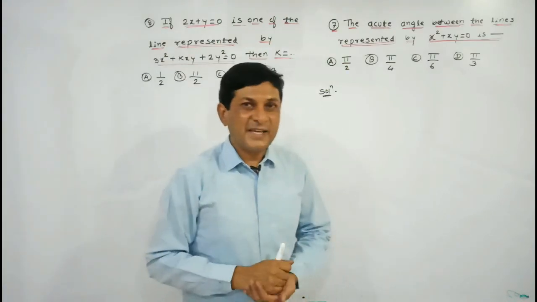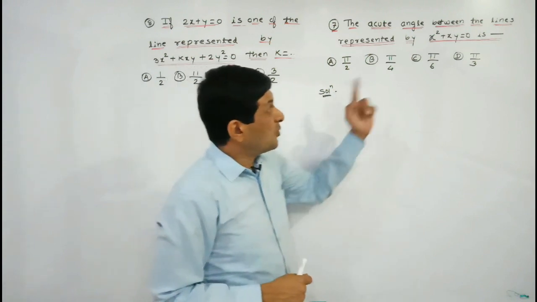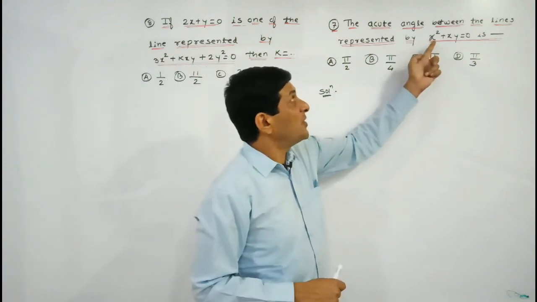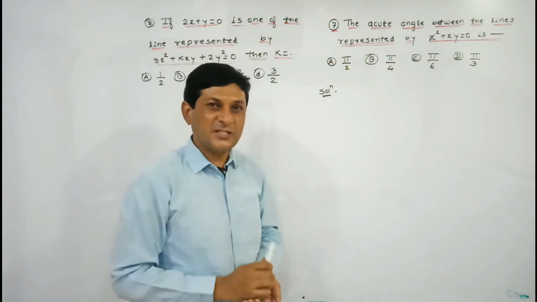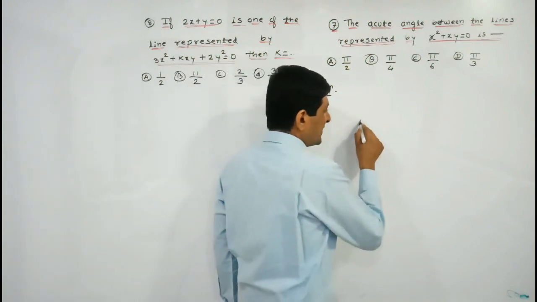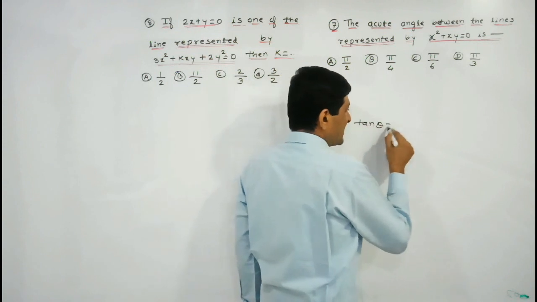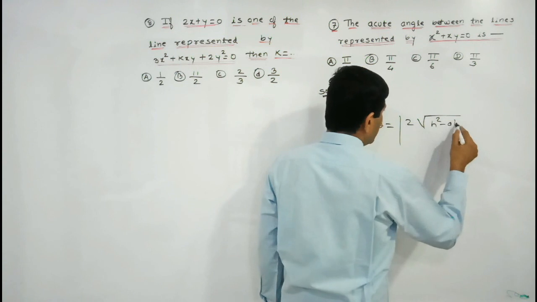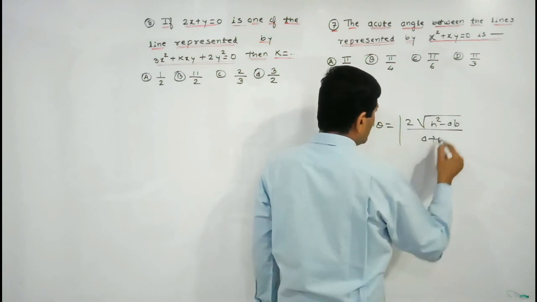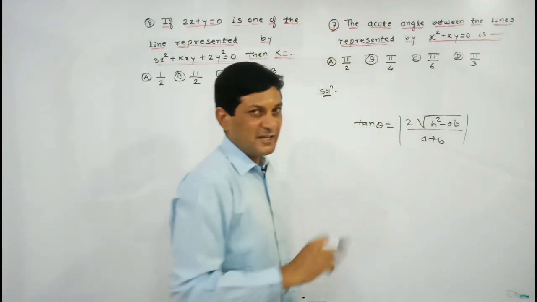Now see example number 7. One homogeneous equation is given to us and we have to find the acute angle between the lines represented by this homogeneous equation. And what is the formula to find the acute angle between the lines? That is tan θ = |2√(h² - ab)/(a + b)|. This formula is applicable to find the acute angle between the lines.